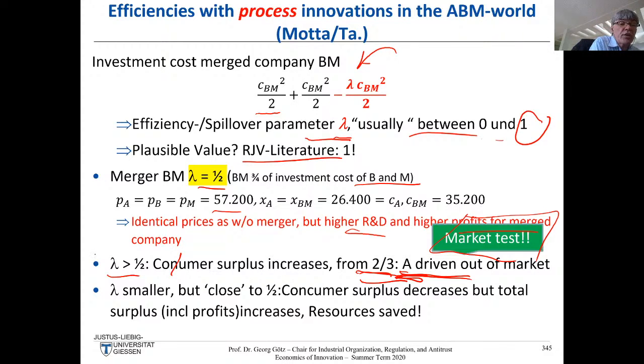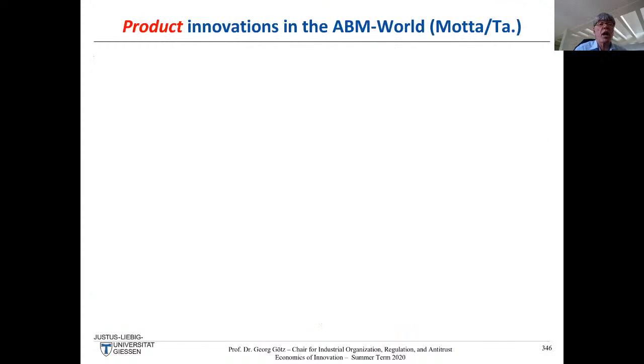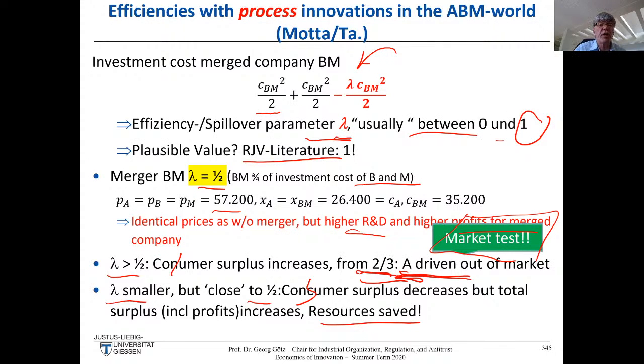If lambda is smaller than 1/2, but close to 1/2, consumer surplus decreases, but the total surplus increases, okay, because profits increase, and that just means you need less investment, which might be important after all, and I will get back to that in a minute. Okay, so this was what I wanted to tell you in this very simple model.